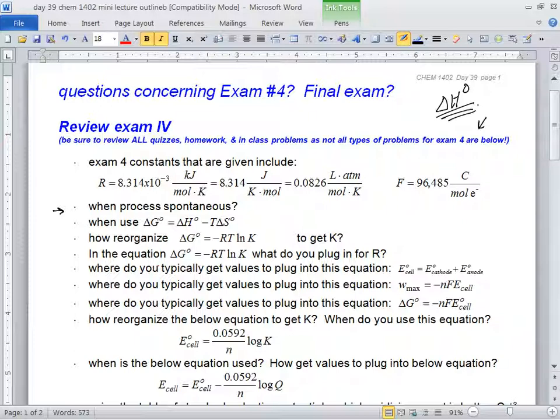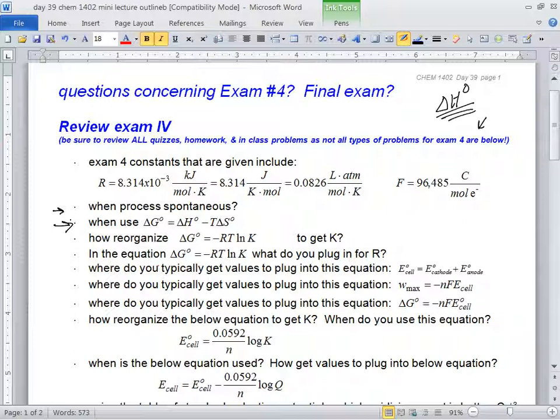Cameron, when do you use this? This is way back in the beginning of the exam 4 material. Delta G0 is delta H0 minus T delta S0. When are you going to be using that? Yeah, everything has to be standard conditions.